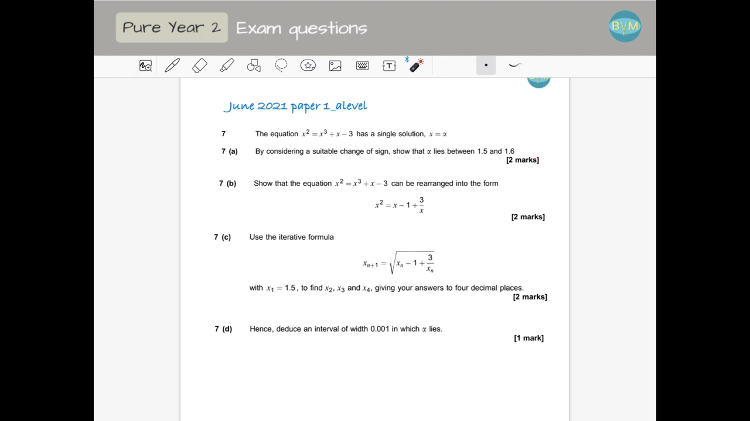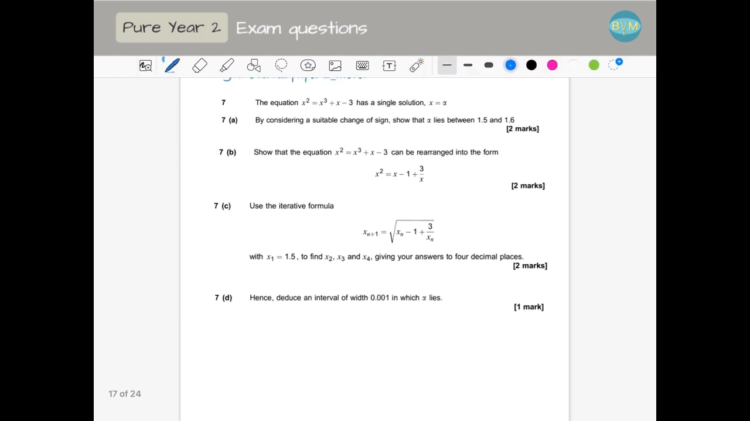So you have an equation that has a single solution, and by considering a suitable change of sign, we have a solution alpha between 1.5 and 1.6. So remember, we have a solution in between two values of x if we have a change of sign of y. So we are going to find f of 1.5 and f of 1.6 and see if there is a change of sign.